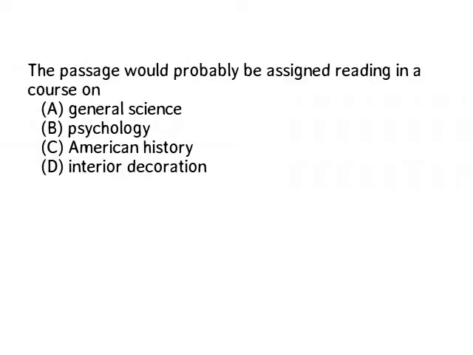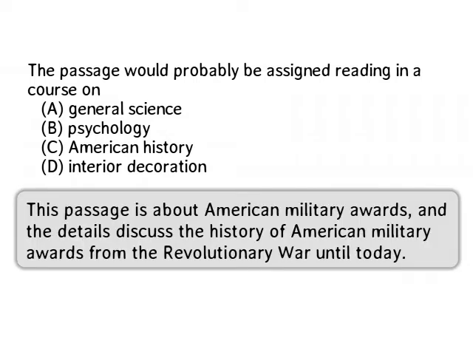The last one is number 3. The passage will probably be assigned reading in a course on... Yeah, so this is asking about the course. To draw a conclusion about the course, you should revert to the topic of the passage and the overall organization of details. Since this passage is about American military awards and the details discuss the history of American military awards from the Revolutionary War until today, the best answer is C.